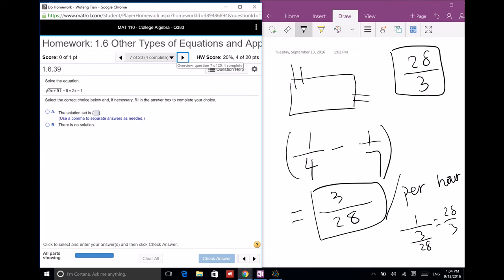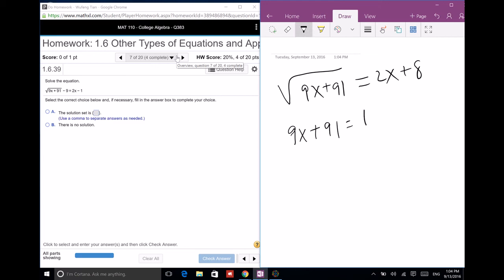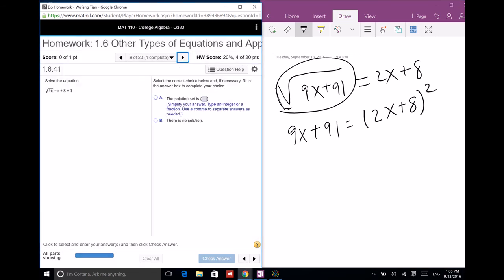This is a radical equation. So basically, you just need to square both sides. So 9x plus 91 equals 2x minus 1 plus 9, that is 2x plus 8. Then you square both sides: 9x plus 91 equals (2x plus 8) squared. Then you solve that equation. You get rid of the radical. The radical is the most important thing you need to get rid of. Then plug it in. Make sure it's a solution.